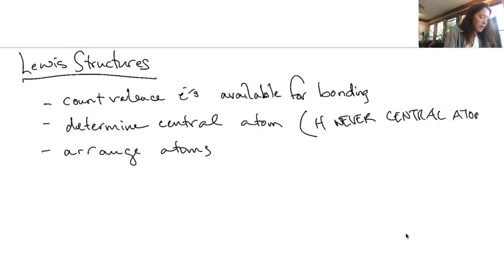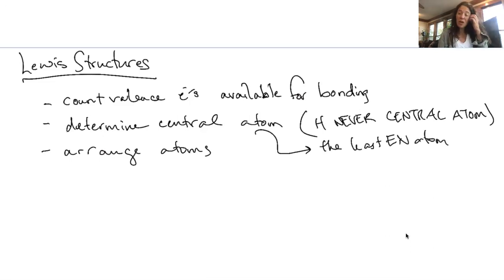Typically, the central atom is the least electronegative atom. And it's also usually the first atom that's written in the formula for the compound. Like ClO4, chlorine's going to be the center. PO4, P is going to be in the center. SO4, S is going to be in the center, etc. NH4, N is going to be in the center.